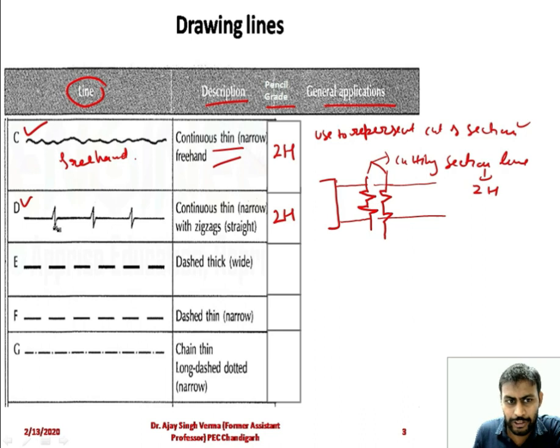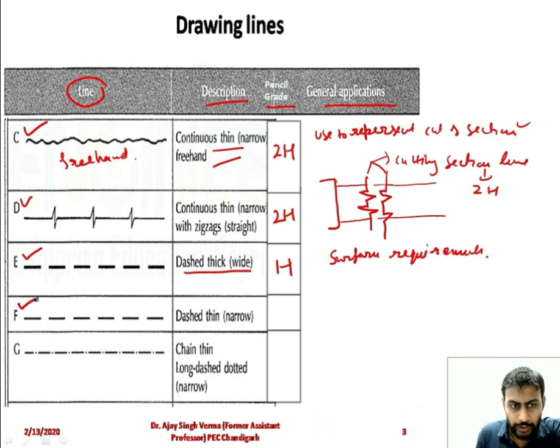Clear? Next is your E type line. You can see an E type, a dash thick wide. A dash thick wide is known as your E type line, and this is drawn with the help of the H pencil. This line is used for surface treatment, surface requirements.